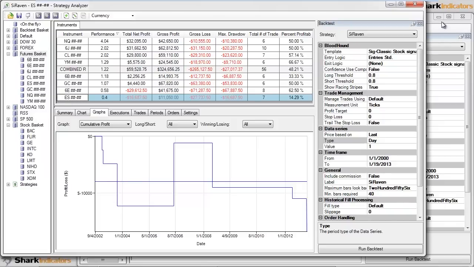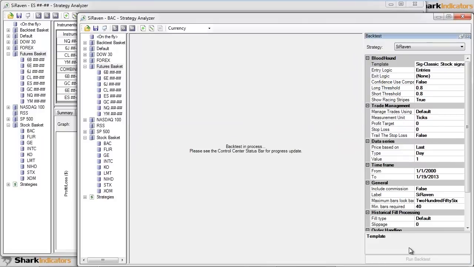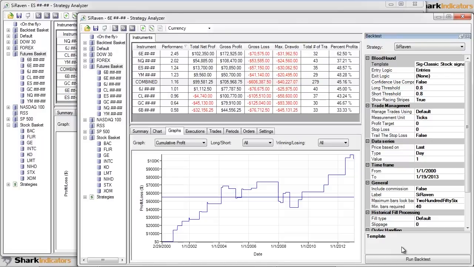All right, let's take a look at this system that I didn't take a lot of time on. I just did some quick changes and found something that looked good. So let's run it on the futures. And here we're basically at 100 grand. Let's now look at this.